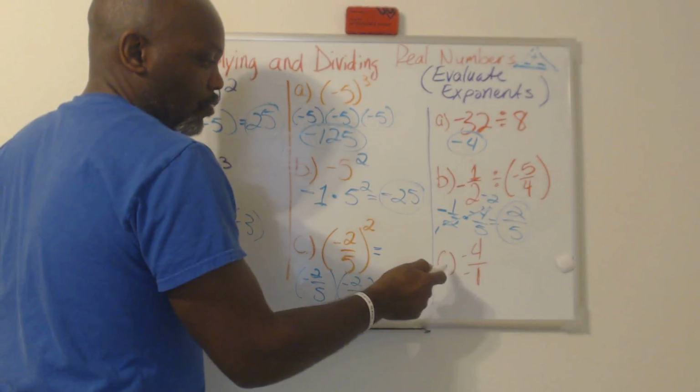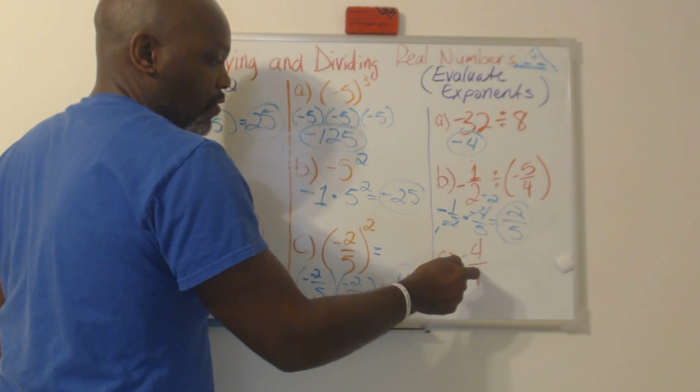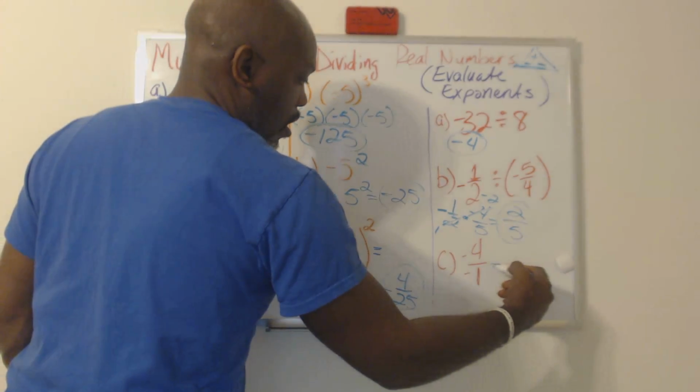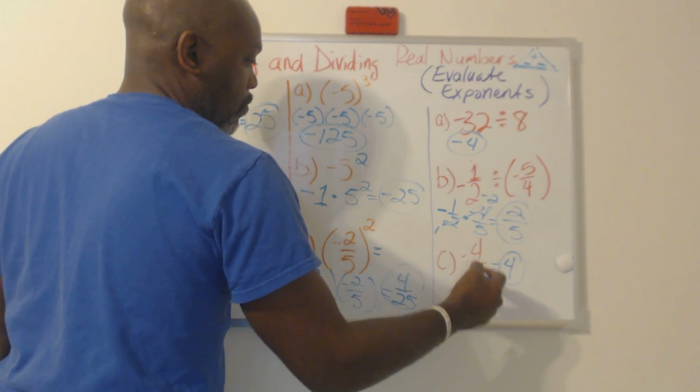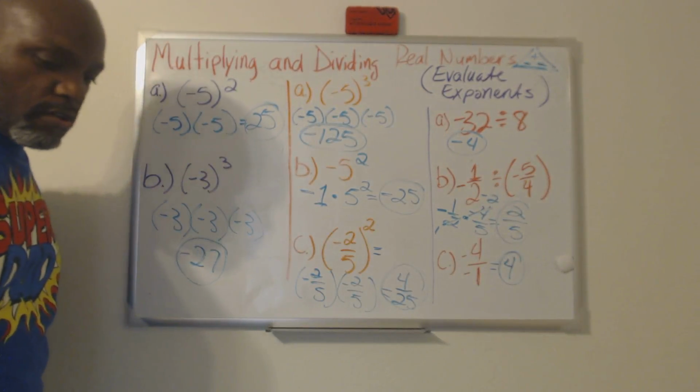Now, on letter C, it is a negative divided by a negative, which gives us a positive answer. And that's going to be negative 4 divided by negative 1 equals positive 4.